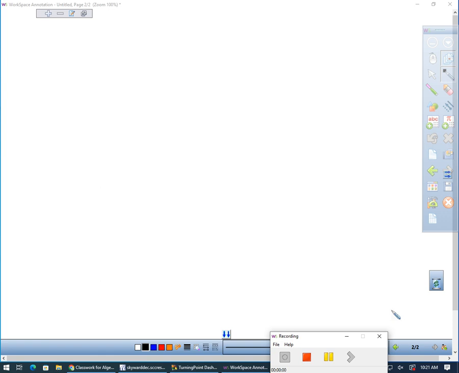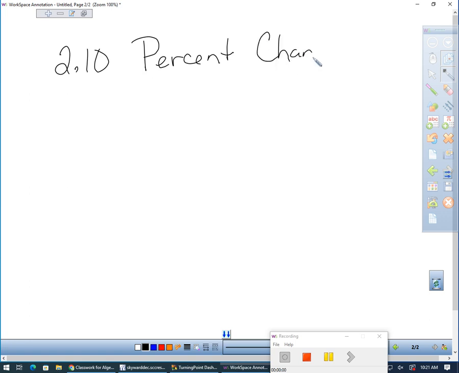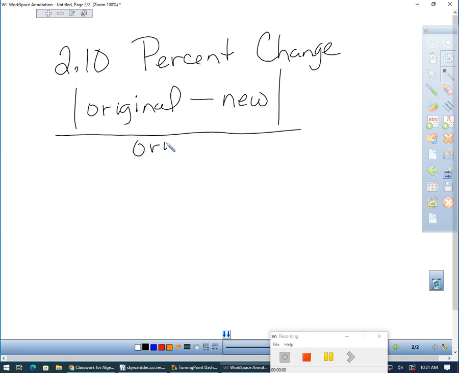We are doing section 2.10, the last section in this chapter, and this is percent change. First we're going to start with the formula for percent change. It is the absolute value of the original amount minus the new one, both inside the absolute value, divided by the original, and then we times it by 100.